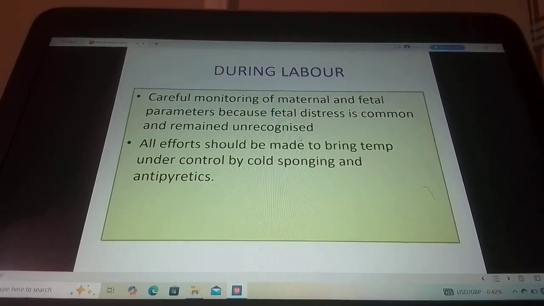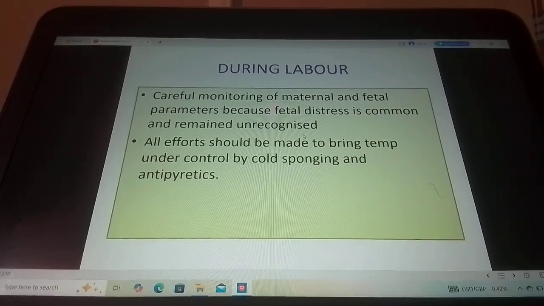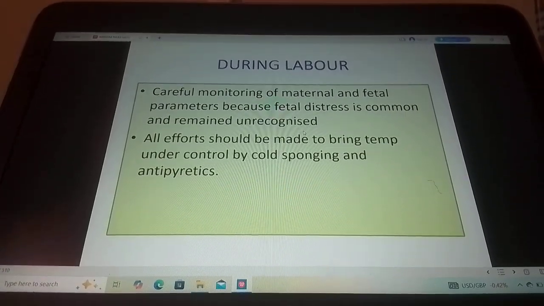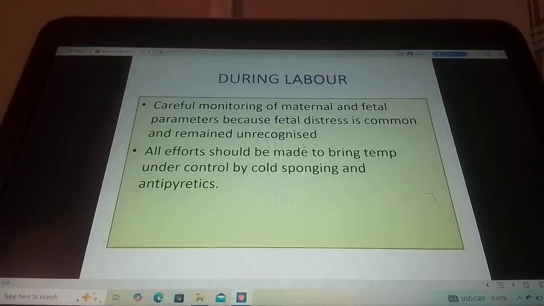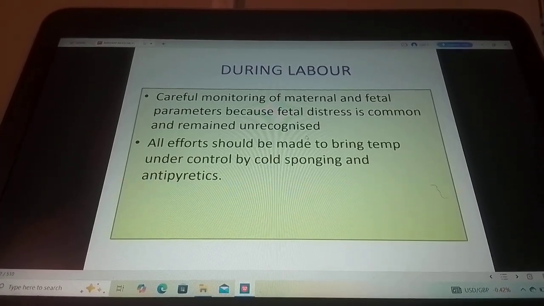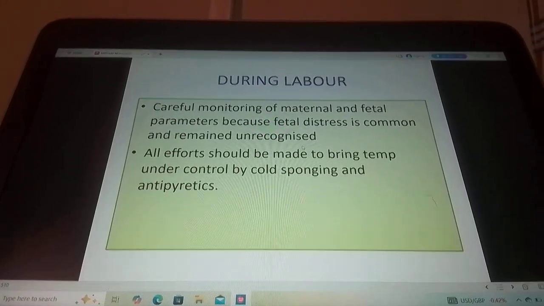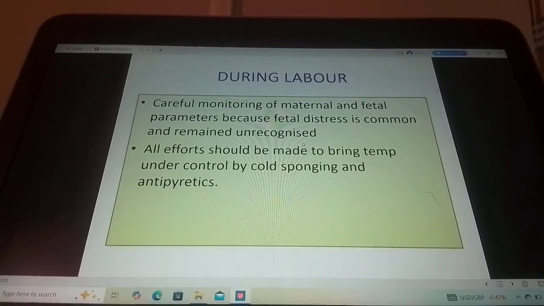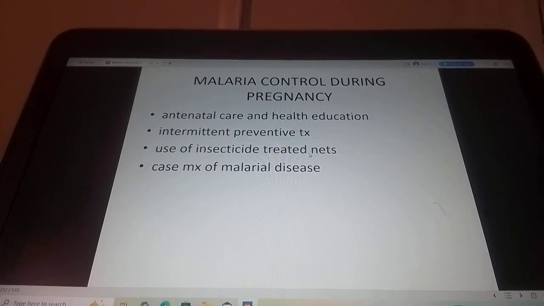So that is it. During labor, remember careful monitoring of maternal and fetal parameters, because fetal distress is common and can remain unrecognized. So that is very important, and all efforts should be made to bring temperature under control by cold sponging and the use of antipyretics like paracetamol.